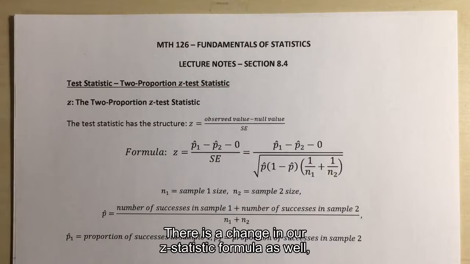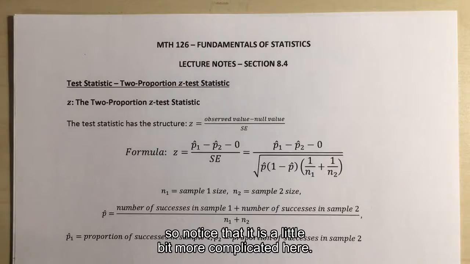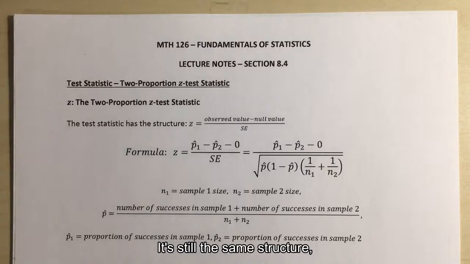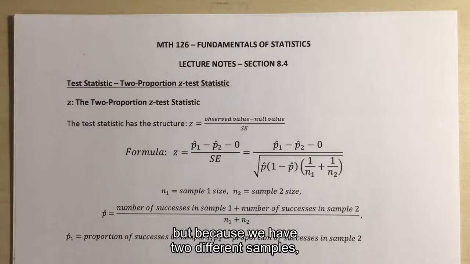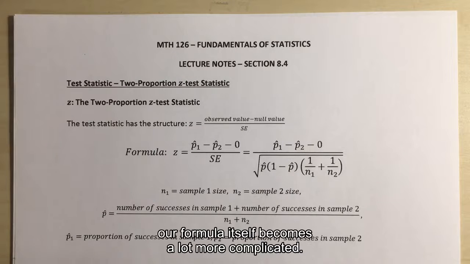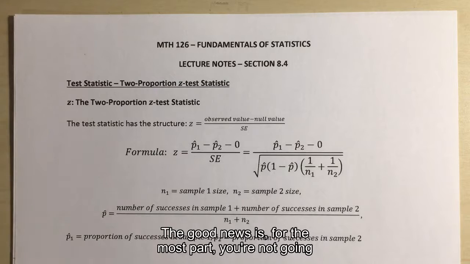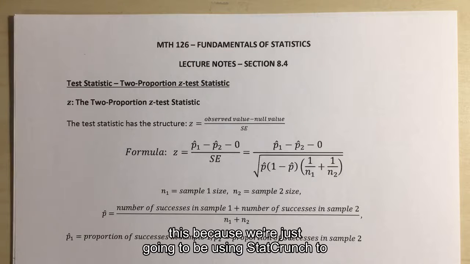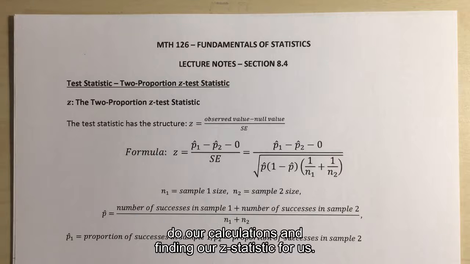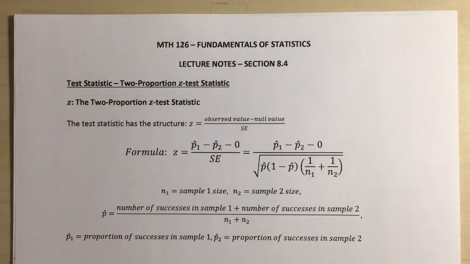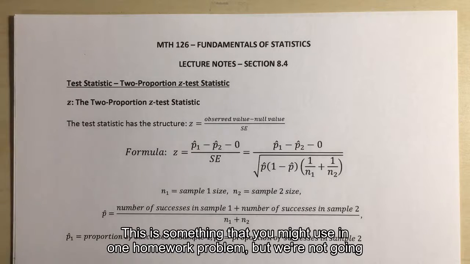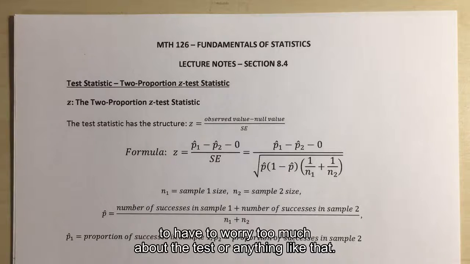There is a change in our Z statistic formula as well. Notice that it is a little bit more complicated here. It's still the same structure: our observed value minus our null value divided by our standard error. But because we have two different samples, our formula itself becomes a lot more complicated. The good news is, for the most part, you're not going to have to worry too much about calculating this because we're just going to be using Statcrunch to do our calculations and find our Z statistics for us. We need to feel comfortable finding our p hat that we saw on the previous page, but this is something that you might use in one homework problem, but we're not going to have to worry too much about it on the test or anything like that.